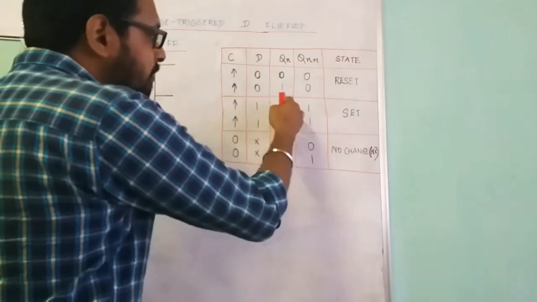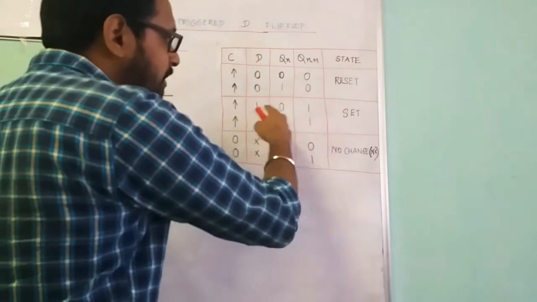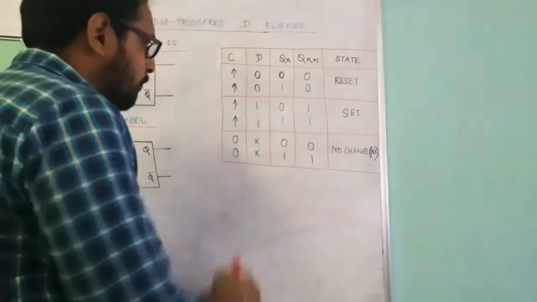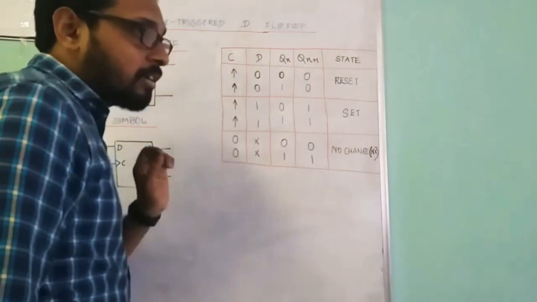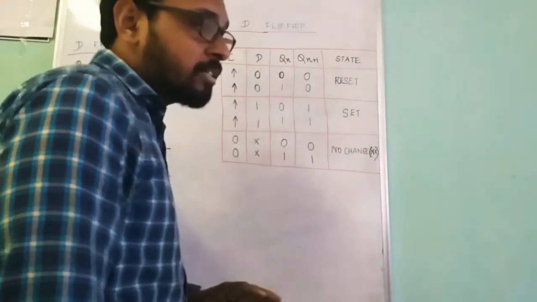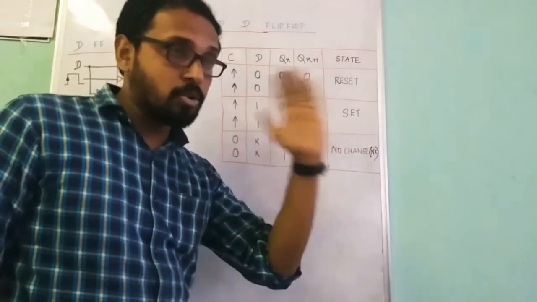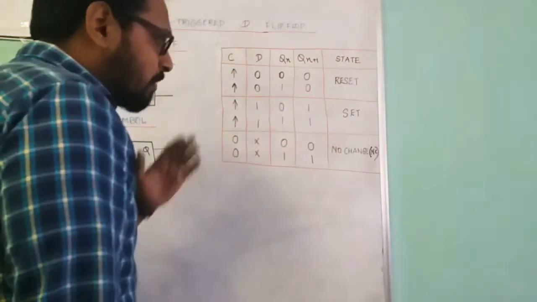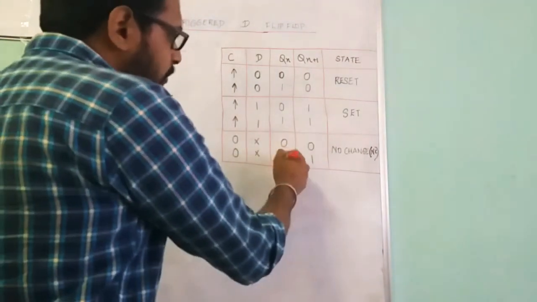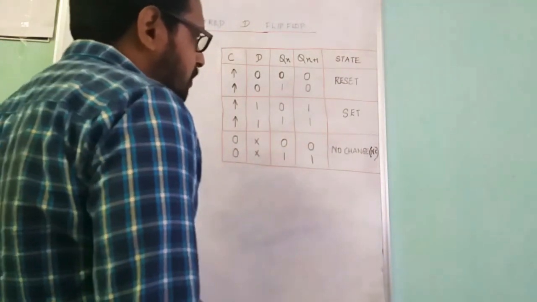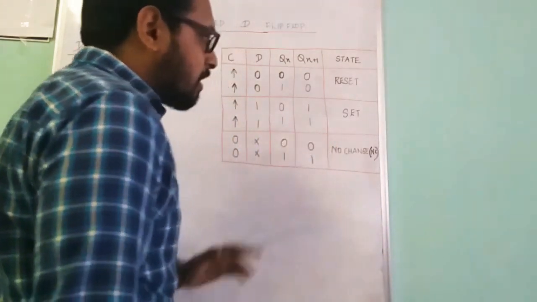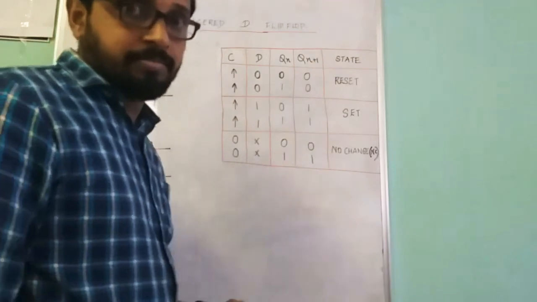In the case of D, when the value of D is 1, whatever be the present state, the next state will be converted into a set state, that is, the value should be converted to 1. If it's already in the one state, retain that value. In both these cases, the arrow is pointing upward, that is, it's positive edge triggered. And when the clock signal is not present, whatever be the value of D, the present state can be any value and it will be maintained, that is the no change condition, NC.